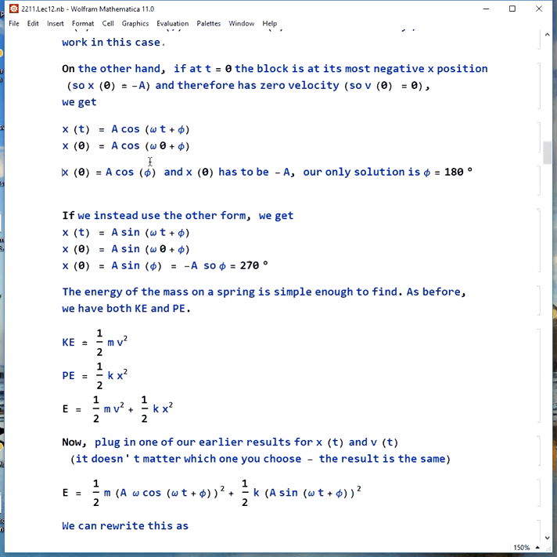If we had used sine instead, we plug in t equals 0. Again, we know that x at 0 has to be negative a. And if it's a sine phi, the only answer is negative 270 degrees.